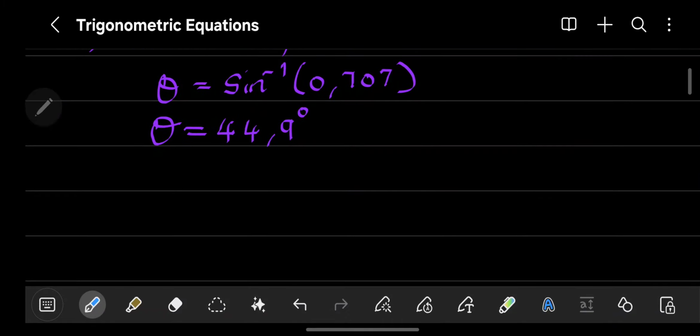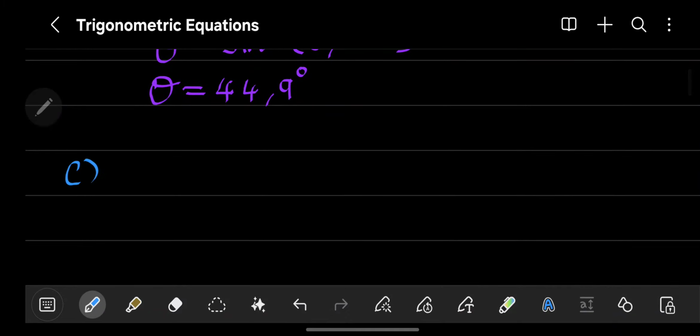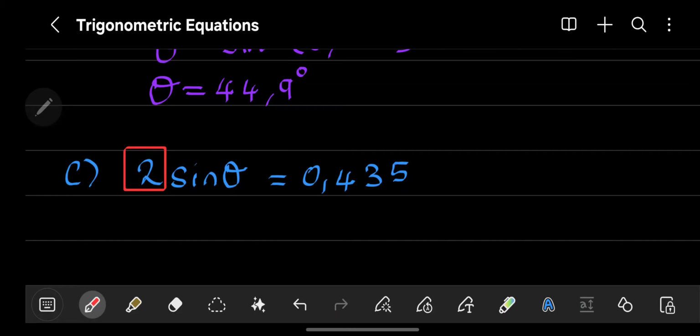Let's say we have another example which looks like this. Okay, so let's say that you have 2 sine theta equals 0,435, right? So please listen to me very attentively. Now check. We have this 2 here. All along it was not there, right? Now it is here. And then our aim is to remove everything from this side and remain with what? With our theta, which is our angle.